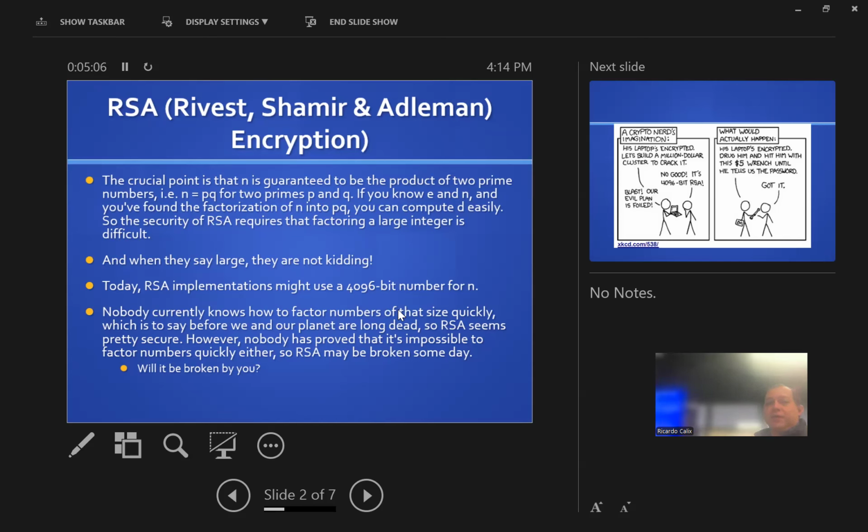However, no one has proved that it's impossible to factor numbers quickly either. Sometimes in mathematics you have these things called proofs, and you'll have a proof of one thing or the other. At some point somebody thought, let's find a proof that says it's impossible to factor numbers quickly, but no one has found that proof. So it may be possible, and you don't have that guarantee. So RSA may be broken someday. Maybe it'll be broken by you guys if you become researchers in this field, or with quantum computers, who knows. But it's a very serious thing if that ever happens, because it would affect the economy.